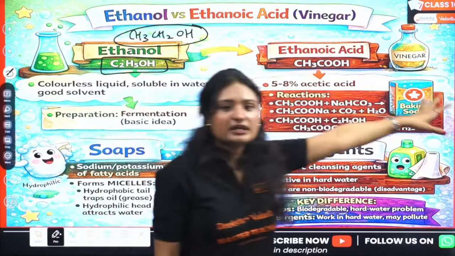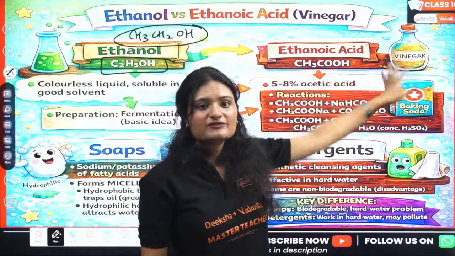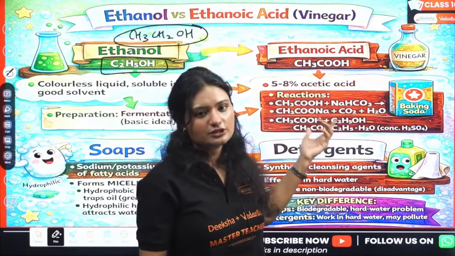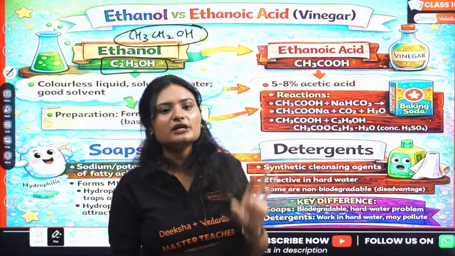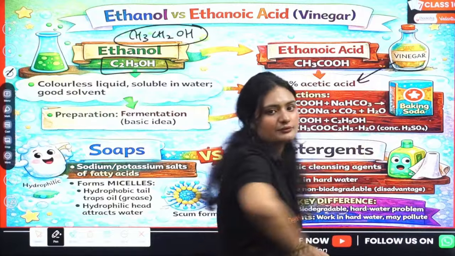How do you synthesize vinegar from acetic acid? So you take 5 to 8% acetic acid and dilute it. A solution which has 5 to 8% acetic acid is vinegar. It is vinegar. Clear?